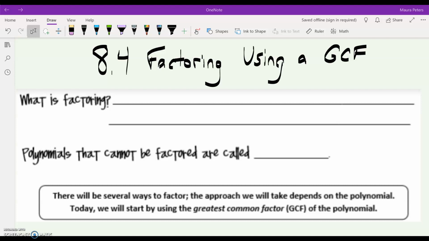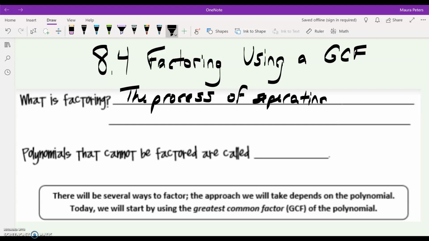So we're going to start off by taking a look at a few polynomials, some binomials, some trinomials, and so on, and we're going to factor them using a greatest common factor. So what is factoring, you may ask? Factoring is the process of separating a polynomial back into a product.